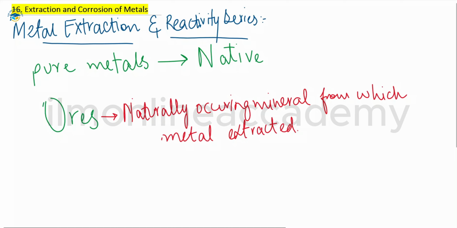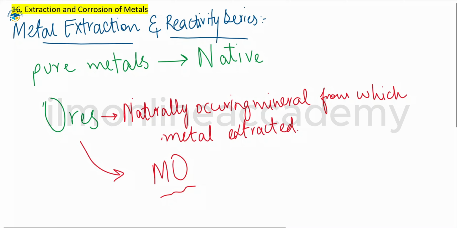So to extract the metal from the oxide, we need to carry out some reactions. For example, some metals have oxygen attached to them, so it forms the metal oxide that is present there. So this is about the metals and the ores, the native form, and the ores that are present in the earth crust.